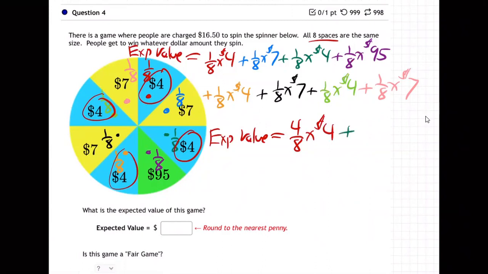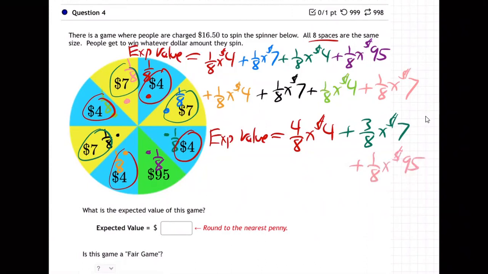And then you can say, how many $7? 1, 2, 3 $7. So there's 3 out of 8 is the probability of the $7. And then finally, you have the 1 out of 8 for the $95. That'd be a little quicker, just lump them together. 4 out of 8 is the probability of getting a $4, 3 out of 8 slots are the $7, and 1 out of 8 is the $95. That way, it's a little quicker on your calculator. Either way is fine. It'll come out the same either way you do it.